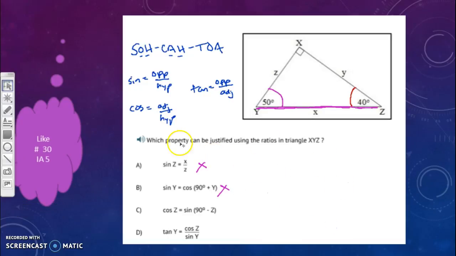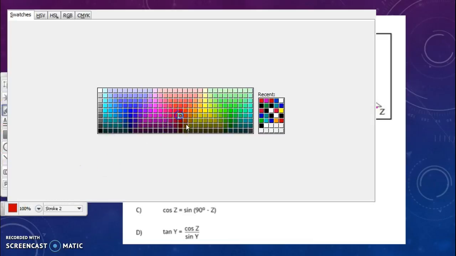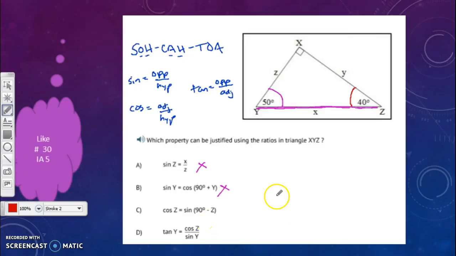All right, so let's take a look at answer choice C. And I'm going to change colors so you can tell I'm doing something different now. All right, the cosine of angle Z. All right, this is angle Z over here. The cosine is the adjacent. Cosine of Z would be the adjacent over the hypotenuse. So in this case, it would be y over x.